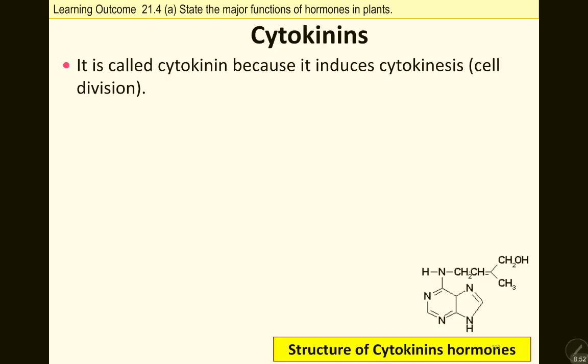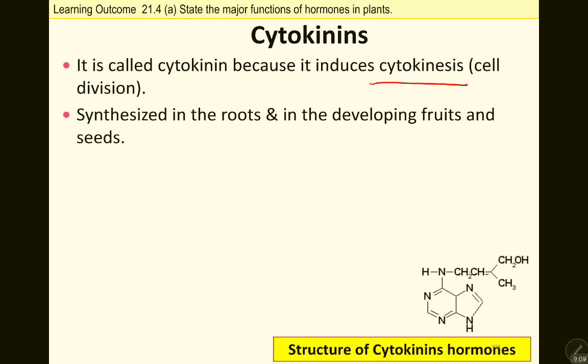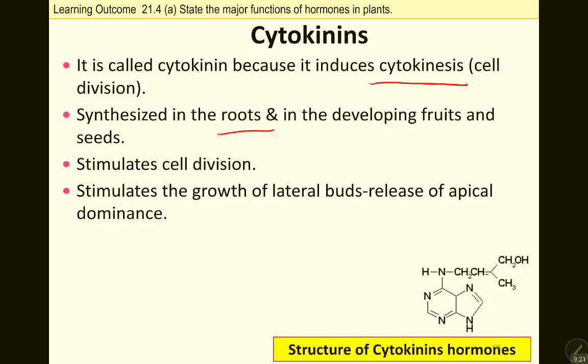Okay, next one, cytokinin. Cytokinin is named because of the function to induce cytokinesis. Cytokinesis is the division of cytoplasm in the cell division. They are synthesized in the root and in the developing fruits and also seeds. They can stimulate cell division, stimulate growth of lateral bud, release of apical dominance.